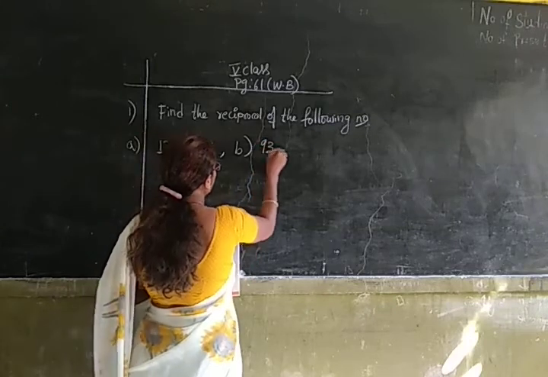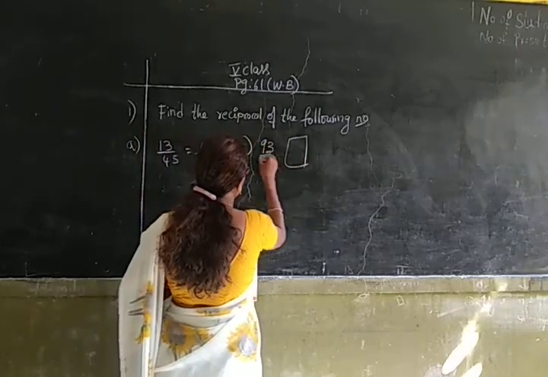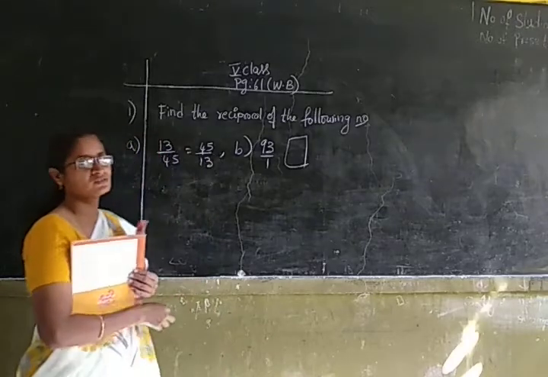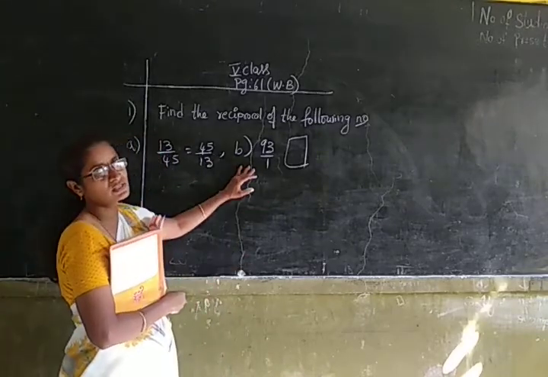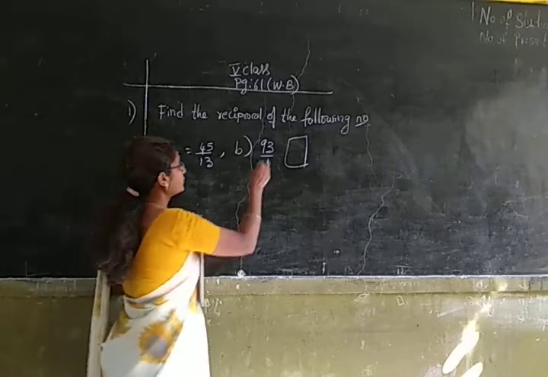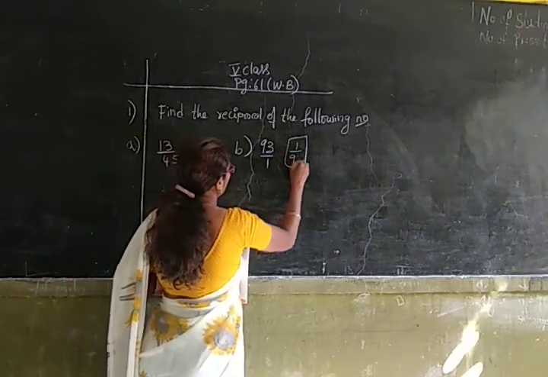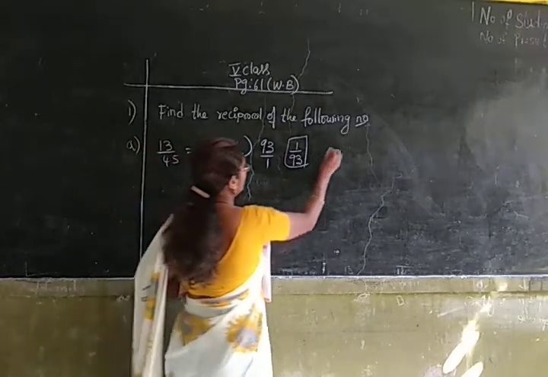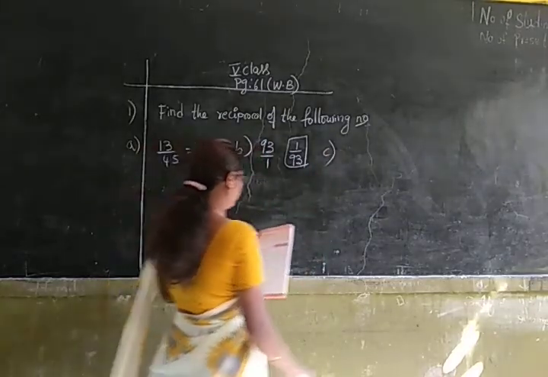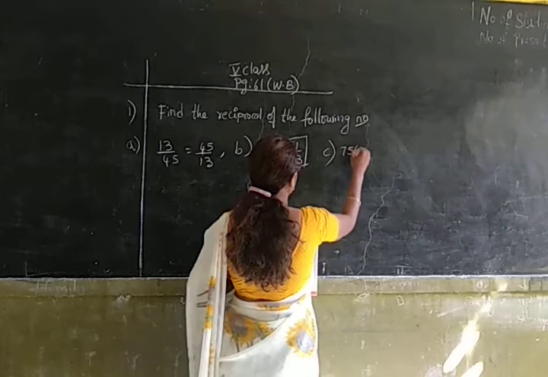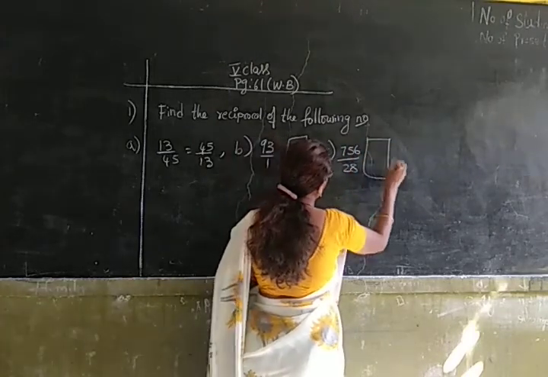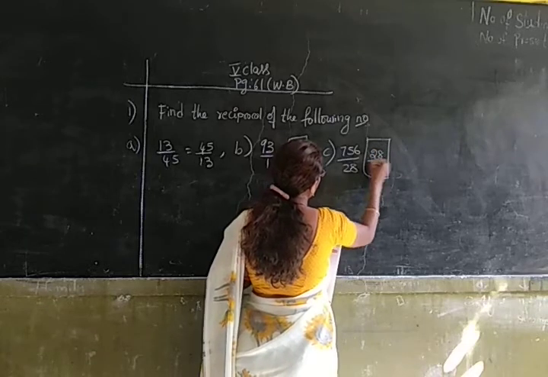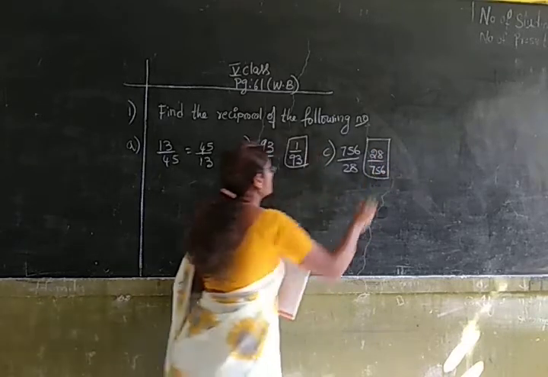So let us write down the reciprocal of 93. Let us assume that there is 1 in the denominator of 93, because 93 by 1 is 93. So the reciprocal of 93 by 1 is 1 by 93. Let us do the C sum. 756 by 28. Reciprocal of 756 by 28 is 28 by 756.